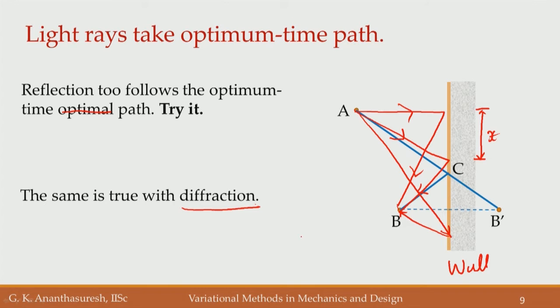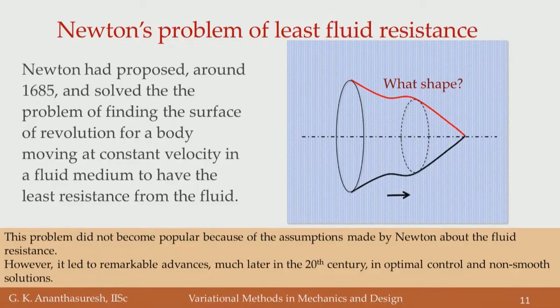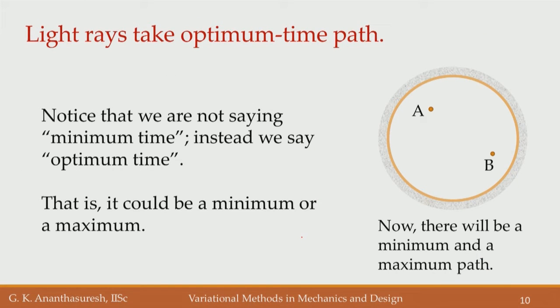Okay. All right. But notice that I am saying now optimum time rather than saying minimum time. Okay. The reason is that when you say optimum time, it can be minimum time or maximum time, right. It can be a minimum or a maximum locally, right. In the vicinity of those, it can be a minimum or a maximum.